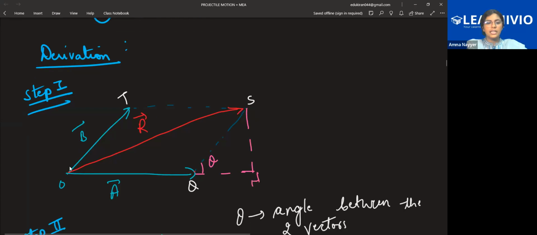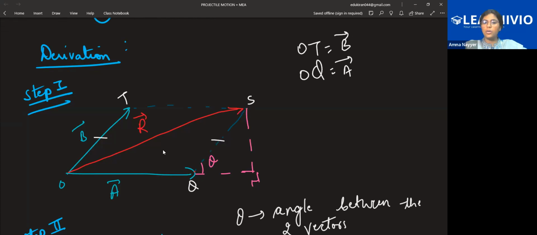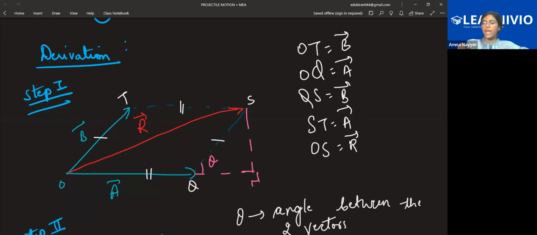Now class, this OT is what? OT is the vector B. OQ is the vector A, right? And then this QS. Look, this QS is parallel to this side, OT. So QS is also equal to vector B, right? And ST is parallel to this vector. So ST will be equal to A. Fine. And OS, just the last, the diagonal, OS is equal to the resultant. All the things we have mentioned.